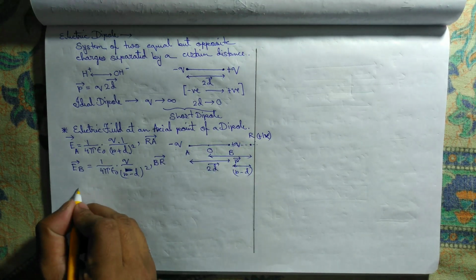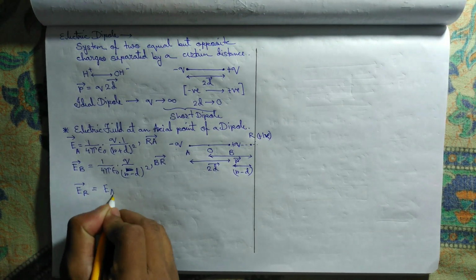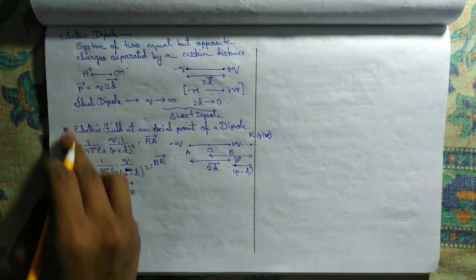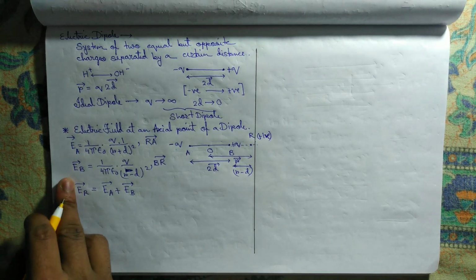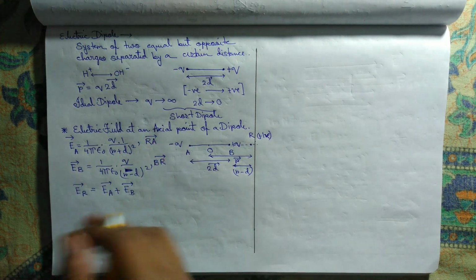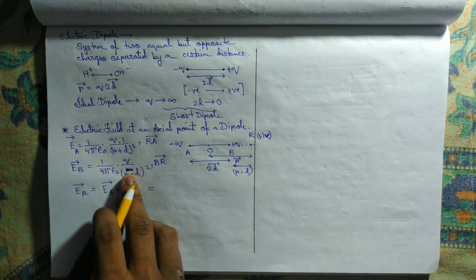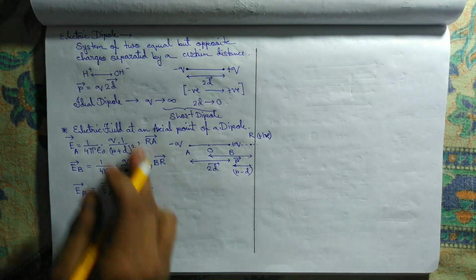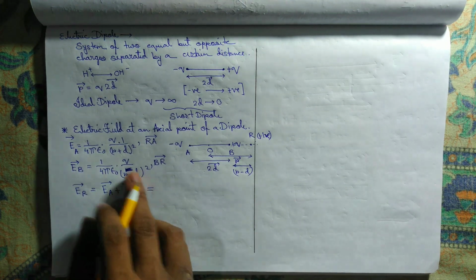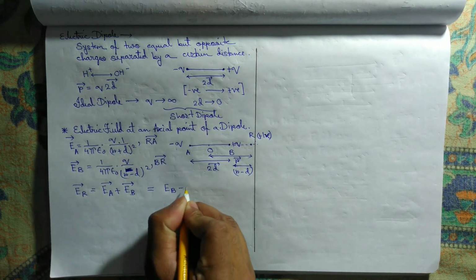So how do we find the resultant? It is easy, it will be the vector sum. So E_R will be E_A plus E_B, following vector algebra. These two vectors act along a straight line in opposite directions, so we will just subtract them. Which one will be greater in magnitude? This one will be greater because the denominator is low here. The rest of the parameters are the same, and this denominator is high. So it will be E_B minus E_A.